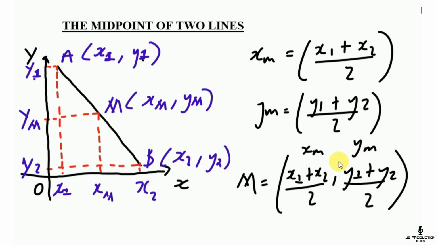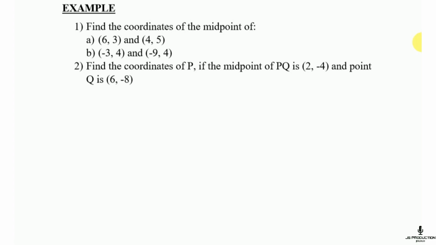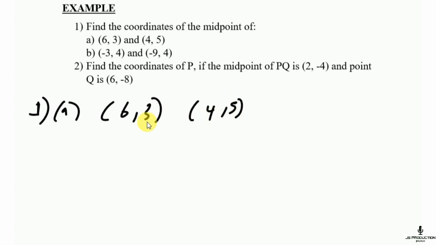Let us now look at the examples. Example 1 reads: find the coordinates of the midpoint of A (6, 3) and B (4, 5). So my A there has coordinates 6, 3 and 4, 5.